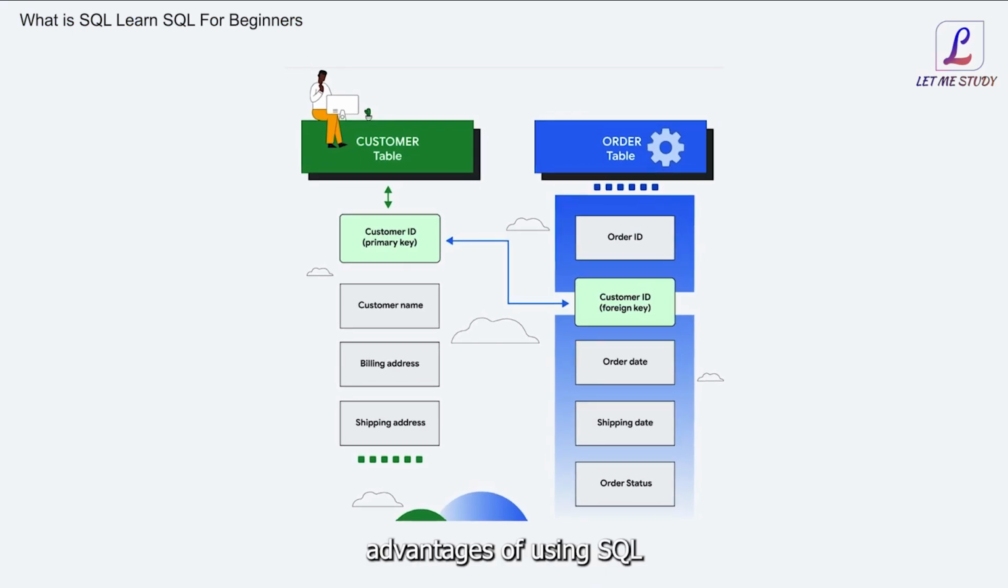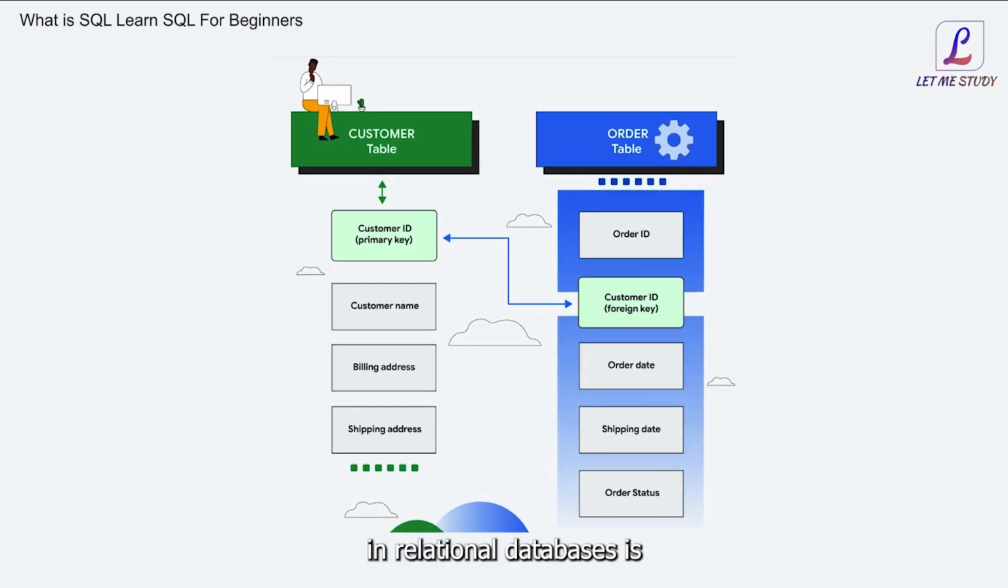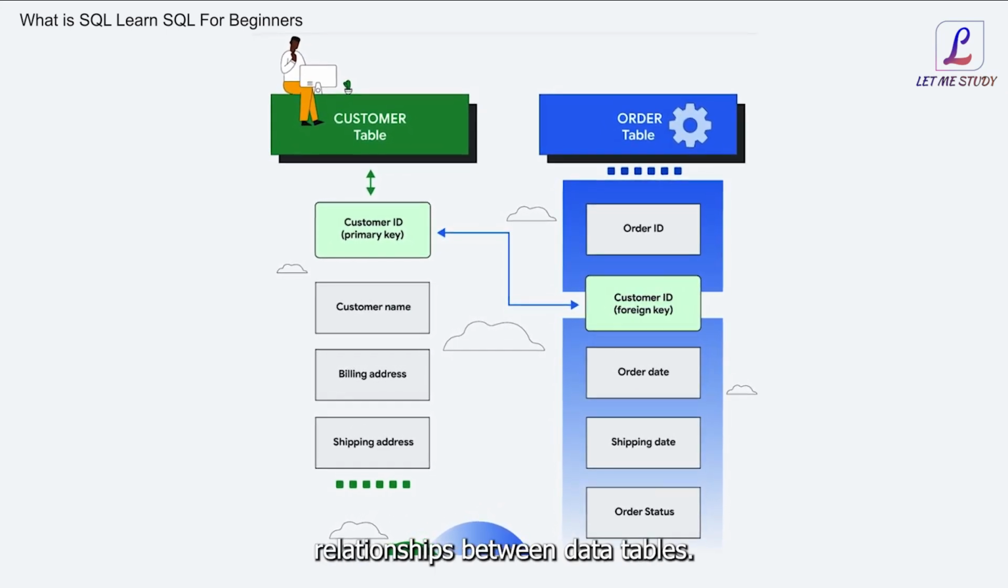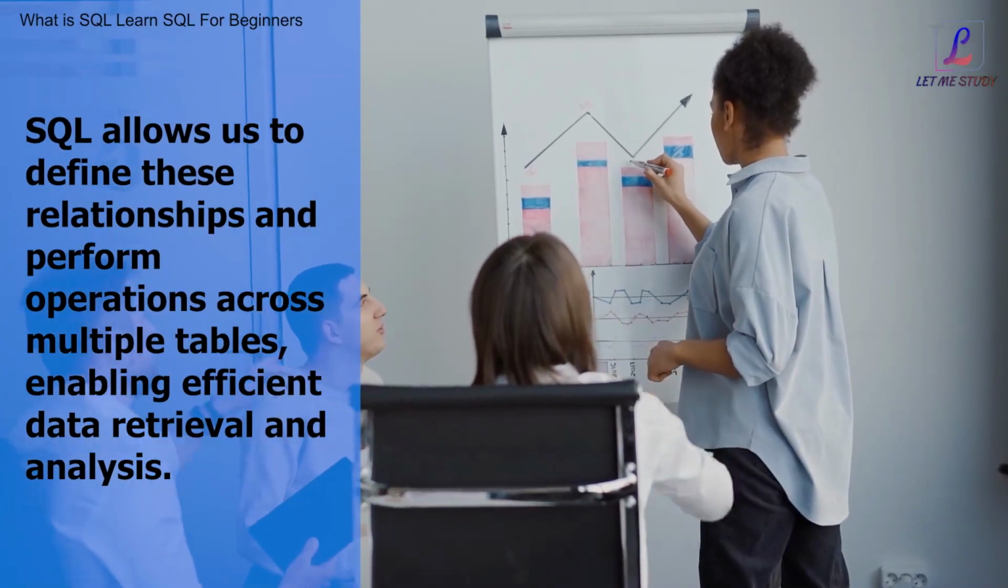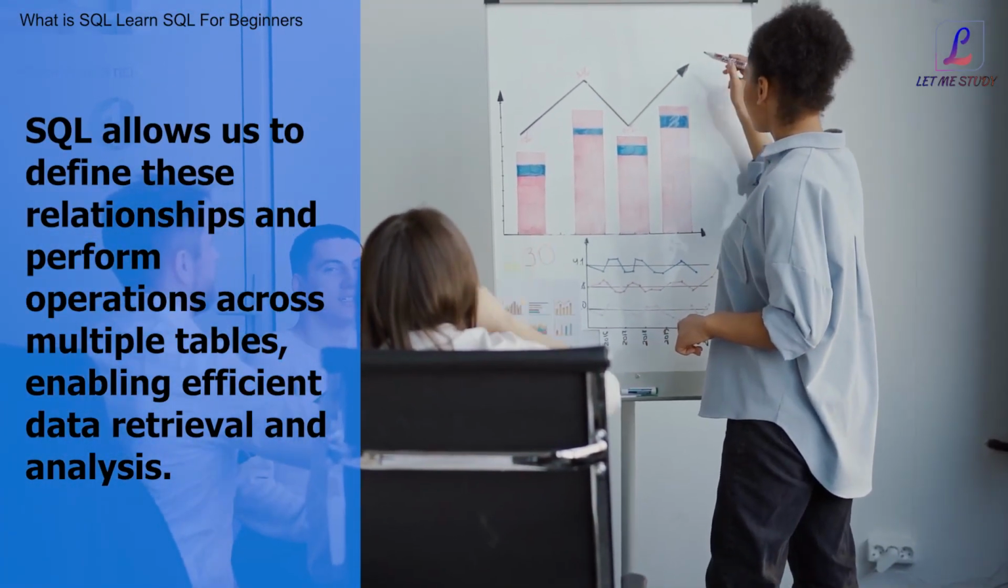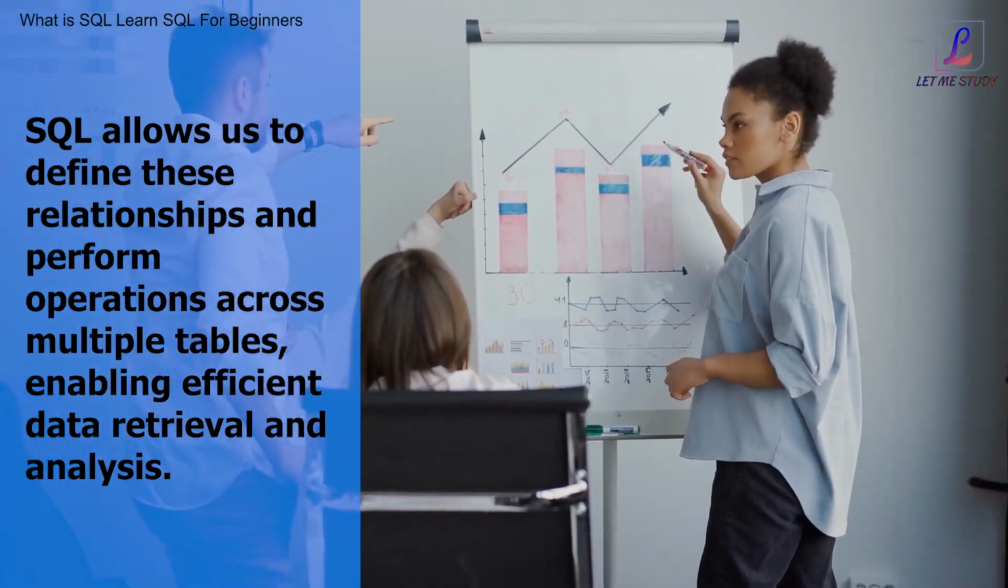One of the primary advantages of using SQL in relational databases is its ability to handle complex relationships between data tables. SQL allows us to define these relationships and perform operations across multiple tables, enabling efficient data retrieval and analysis.